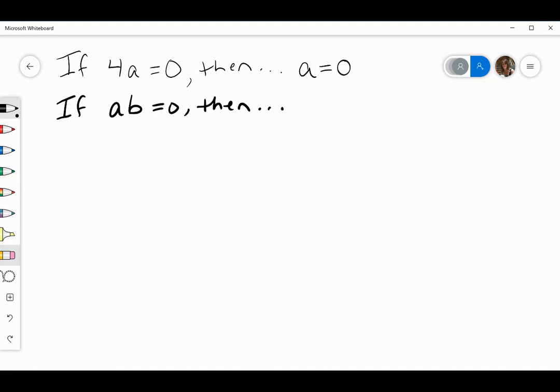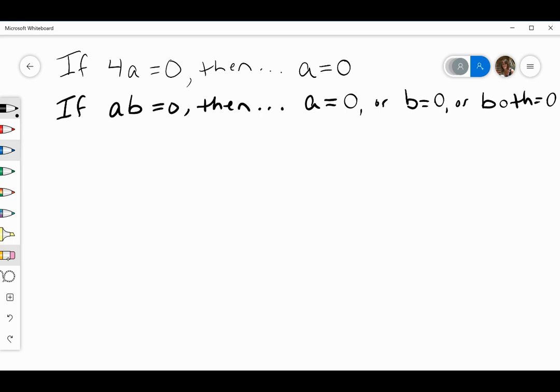What do you think? Oh, we've got some choices. A equals 0, or b equals 0. But there's another. Can you think of it? Both could equal 0.